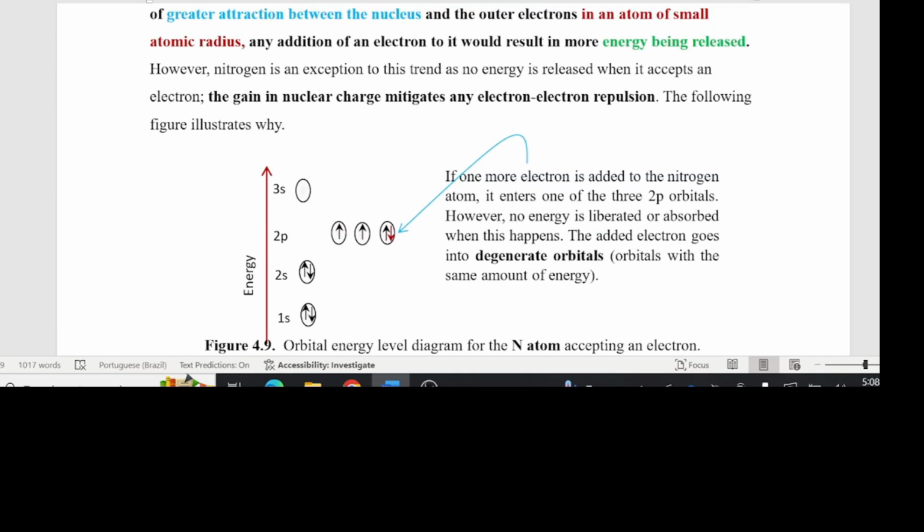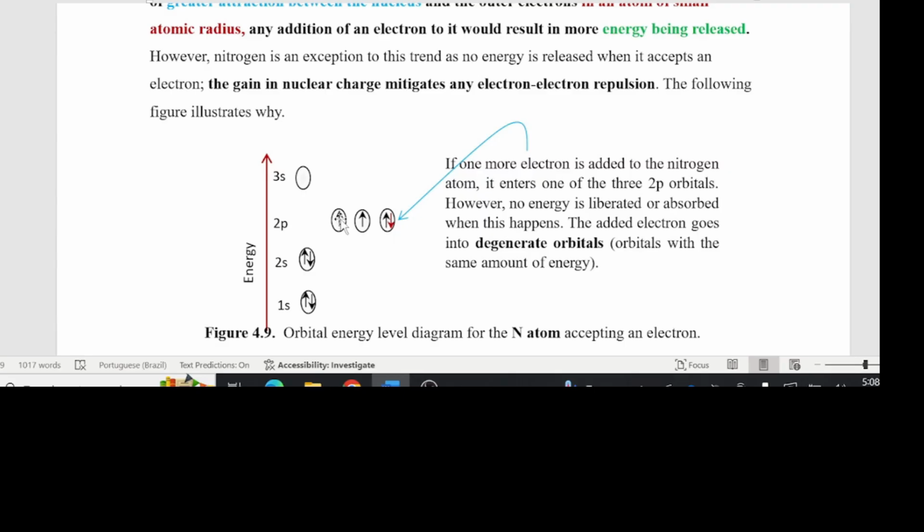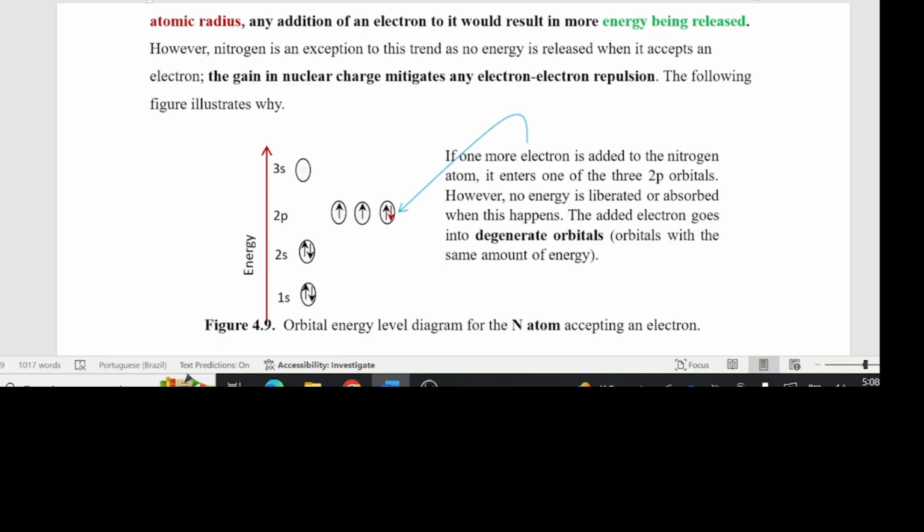No energy is released, nor energy is absorbed when you add an electron to nitrogen. So nitrogen is this, 7 electrons here. But the only plausible explanation that I can give is this. Because this one electron comes inside here, it causes more electron-electron repulsion. But again, the nuclear charge mitigates any electron-electron repulsion there. So it's that balancing-off effect. That could be a plausible explanation as to why, when you add an electron to the atom of nitrogen, there's 0 change in energy. So I hope you understand that, okay?